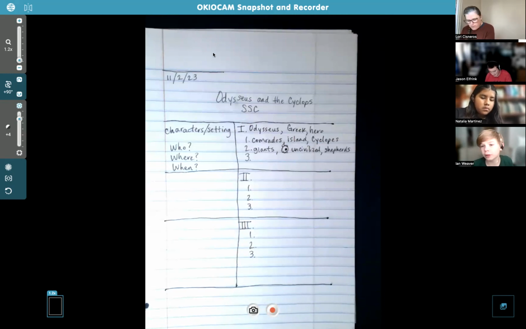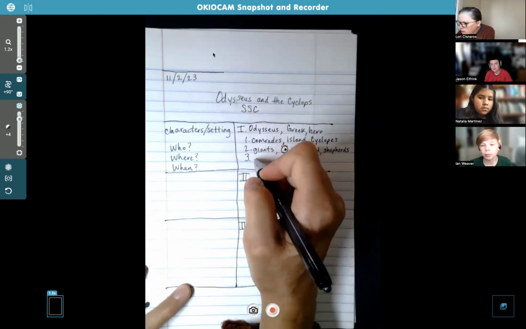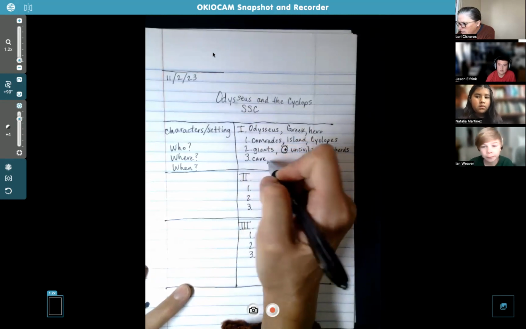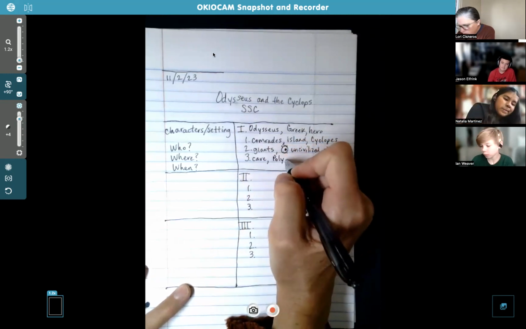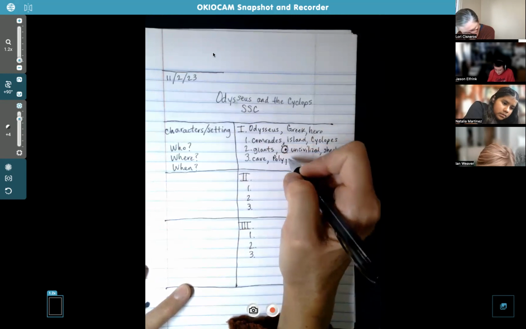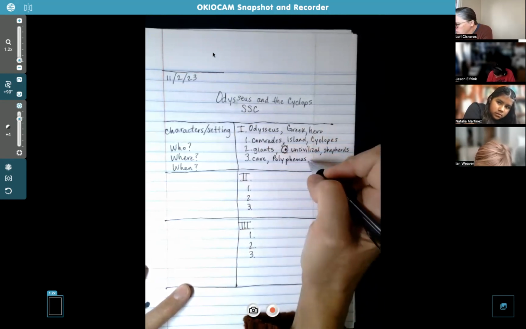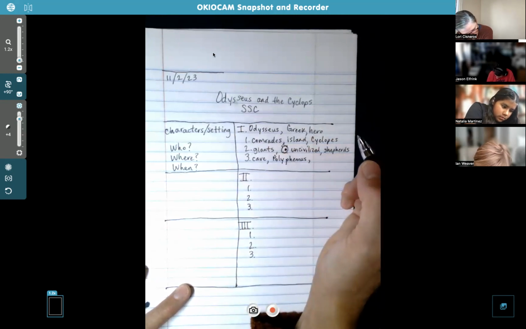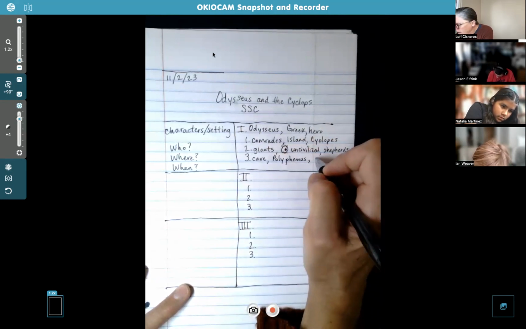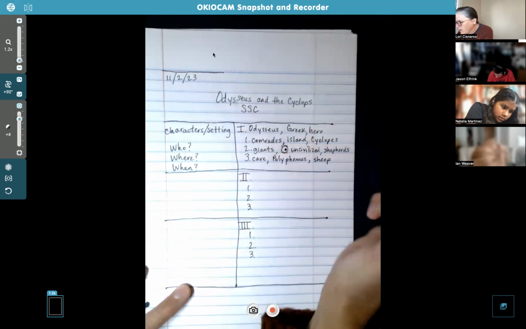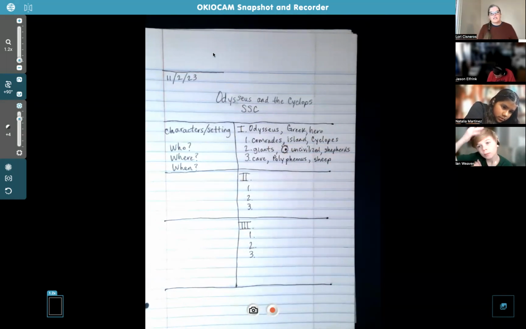Polyphemus. Yeah. So they go to this cave with Polyphemus. I think it's a PH. Phemus. And in this cave are his sheep as well. So they went into this cave. We're giving a little more detail about the setting here.